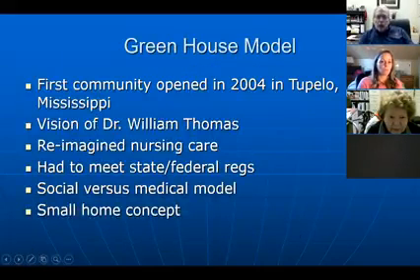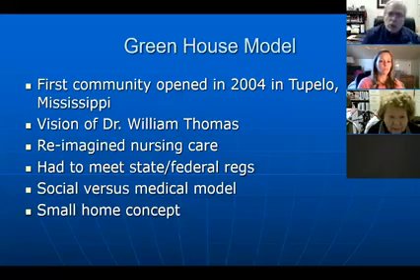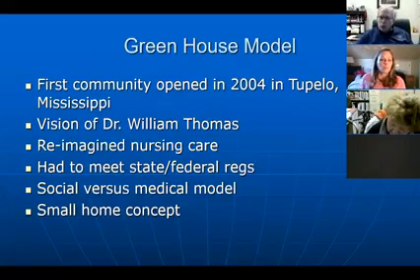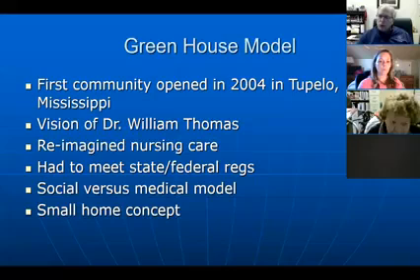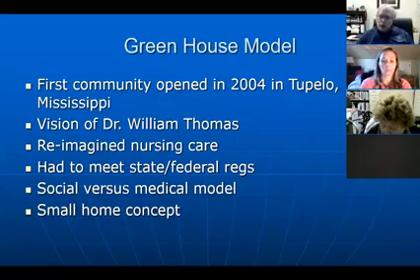The first greenhouse actually opened in 2004 in Tupelo, Mississippi. It was the vision of Dr. William Thomas, who's a very well-known geriatrician in the field and has written several books on elder care topics. Some of you might recognize the Eden Alternative. That was his concept as well, back from the 1990s. He and the CEO of Mississippi Senior Services in Tupelo said, we want to do something different. We want to reimagine nursing care. We want the concepts that we love about Eden Alternative and culture change, but we want to do it in a different type of physical environment.